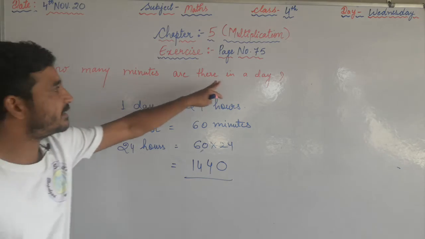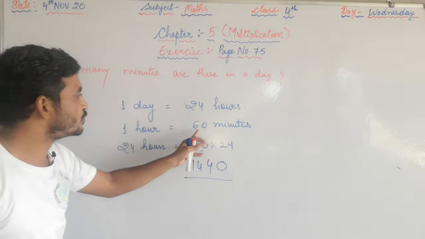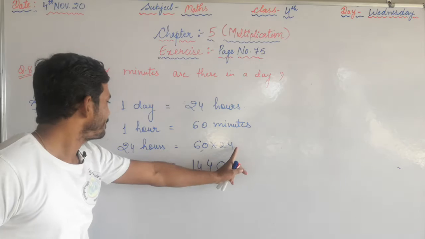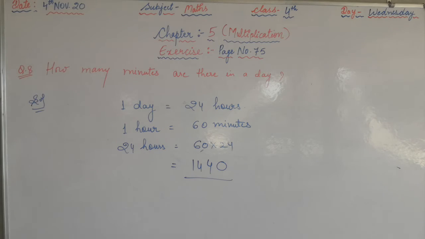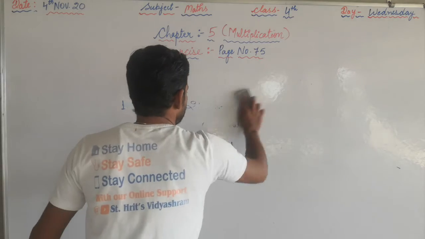How many minutes are there in a day? One day equals 24 hours, and 1 hour equals 60 minutes, then 24 hours equals 60 multiplied by 24. Okay, now see the next question, that is question number 9.